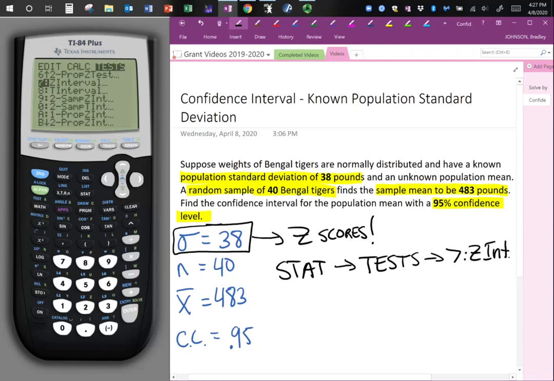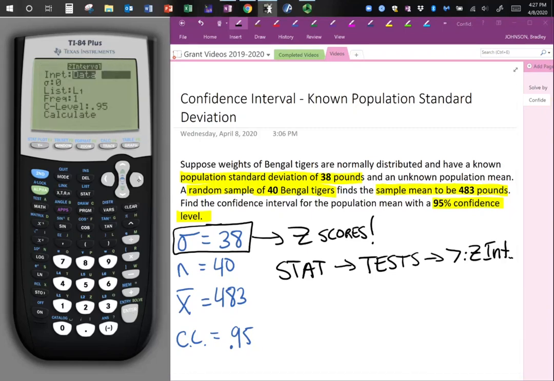Okay, so we're using z interval and hit enter on that. Now it's asking, do we have data or do we have the stats? Well, data would be used if we put something in list 1 or list 2 and so on. But we did not do that. We have a summary of statistics given to us. From our reading, we found sigma to be 38, x bar to be 483, and the sample size n to be 40. The C level, or our confidence level, is defaulted at 0.95. We will leave that. 95% confidence is the most commonly used in the world.